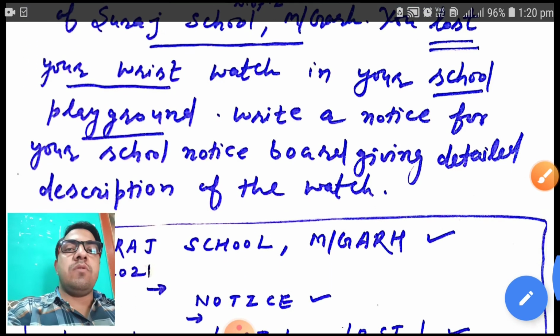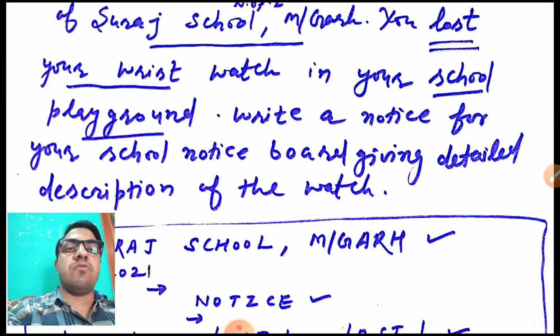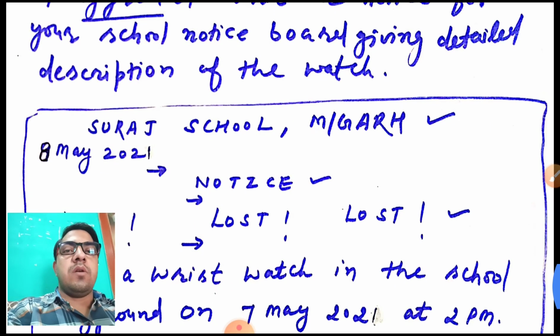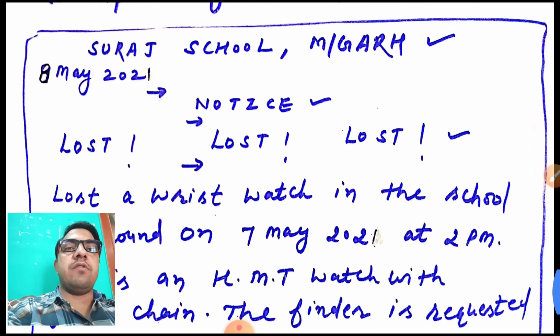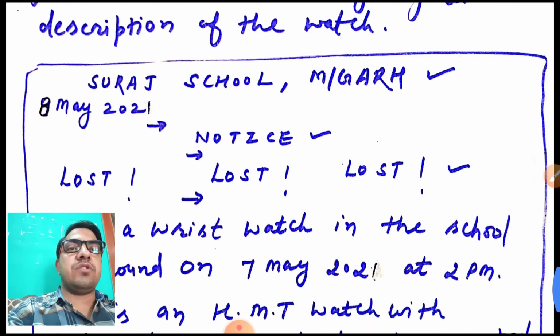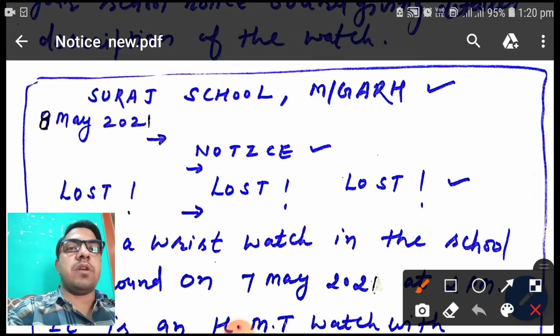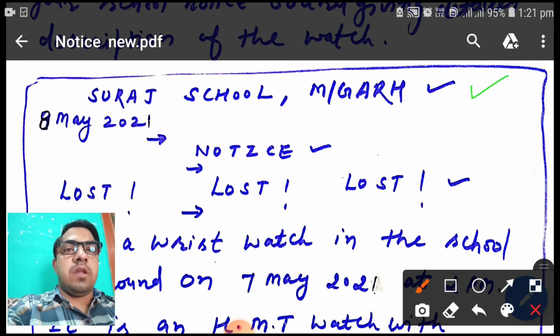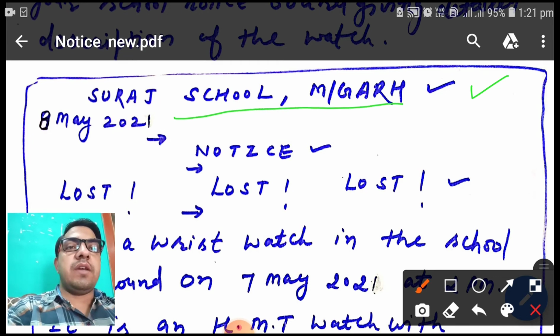In your school playground, write a notice for your school notice board giving a detailed description of the watch. After that, we should write the notice according to the structure of notice writing. You know very well that first of all we should mention the name of the institute. In this question, Suraj School, Mahendragarh is the name of the school. We should mention it in capital with black pen in the middle of the page, in the upper part of the page.